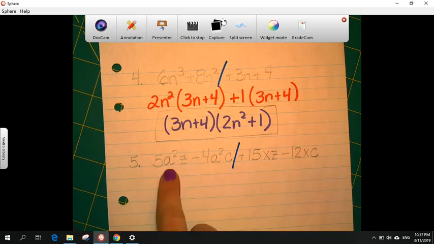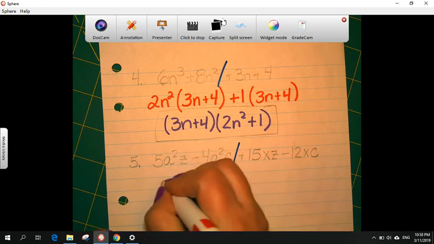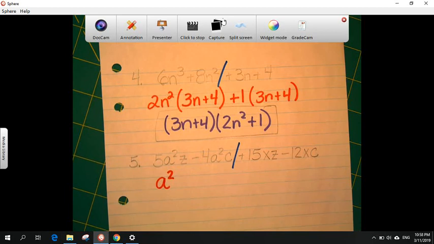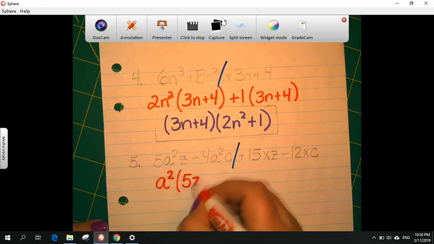Let's start with the A's. Is there something that I share that I can pull out of both of these? Well, they both have an a squared, so I can pull out an a squared from both of those terms, and that's it. That's the only thing they share. So I'm going to pull out the a squared. That means I'm left with the 5 and the z behind.